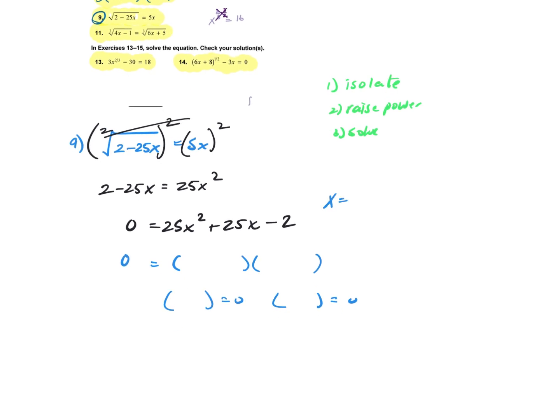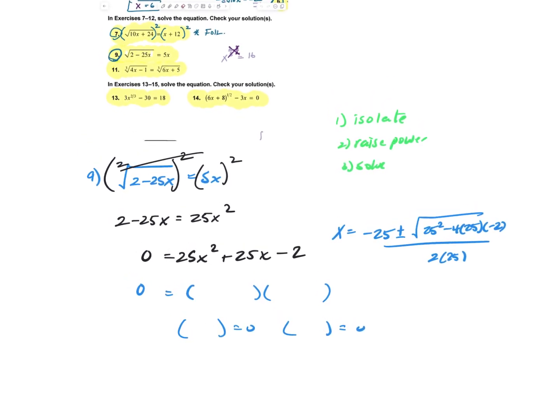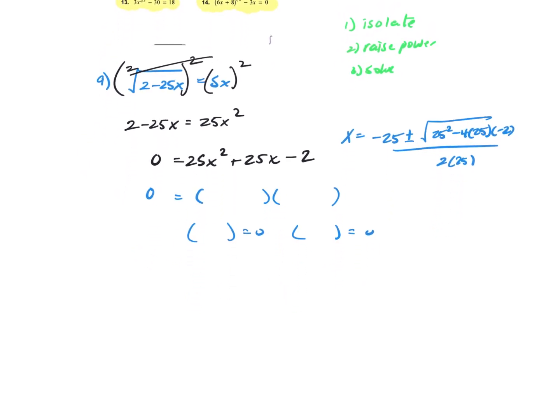So x equals minus b plus or minus the square root of b squared minus 4 times a times c, and then all over 2a, or 2 times 25. But I'm not going to finish this just because she definitely said that it factored. But the process is the same, okay? So then for number 11, I'm assuming that's what's happening here.